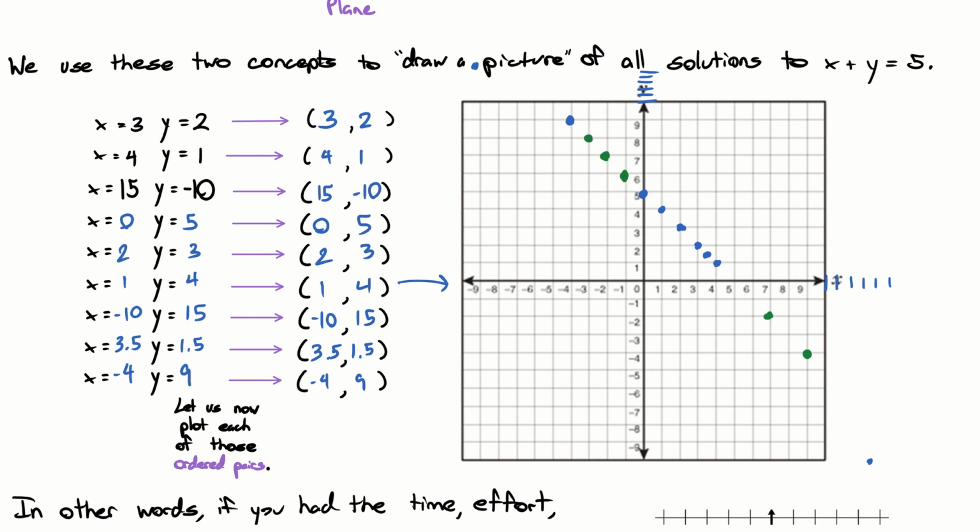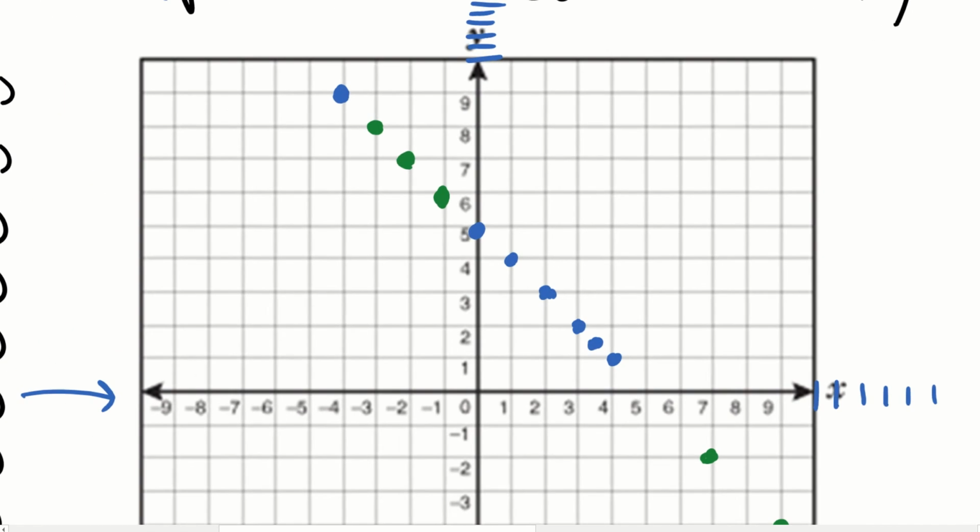I went ahead and added a few more green points here. And I know these are going to be solutions. Here, let's make sure of that. Check this out. If I were to focus on, say, this point right here, this is the point negative 3, comma 8. All right, so that means x is negative 3 and y is 8. What's negative 3 plus 8? Wow, it happens to be 5.